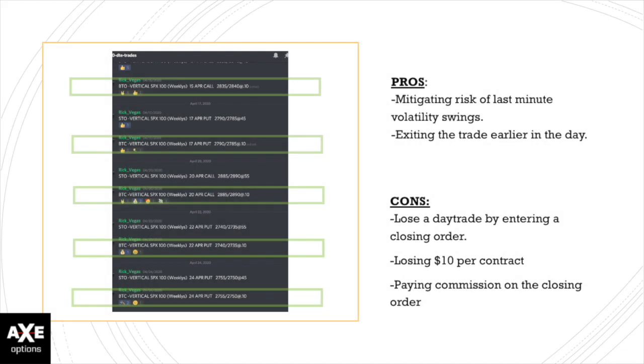So while there are pros to exiting the trade at 10 cents, there's also some cons. You will lose a day trade because you're making a round trip. So you're buying and selling within the same day, and you will be losing $10 per contract. And you'll also have to pay commission on the closing order versus had you just let it expire worthless, you simply leave it alone and the broker takes care of closing out the trade.